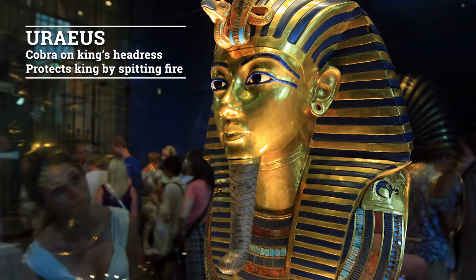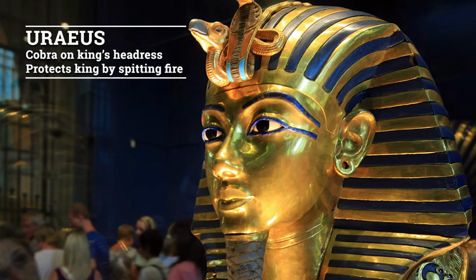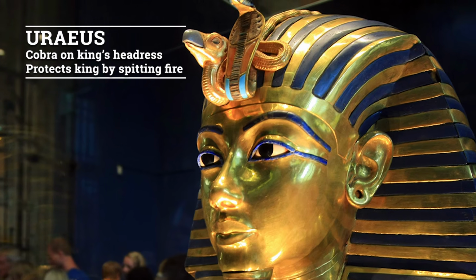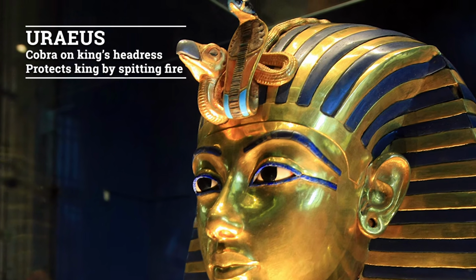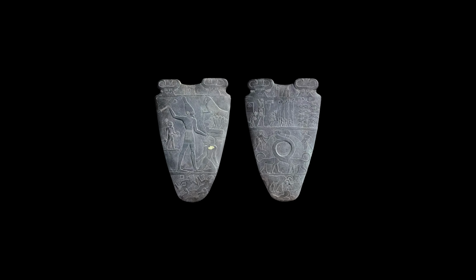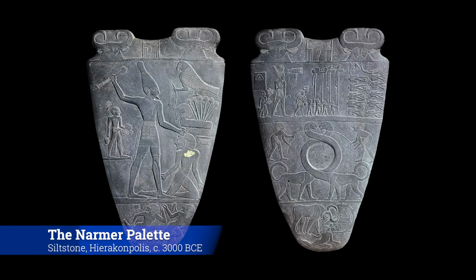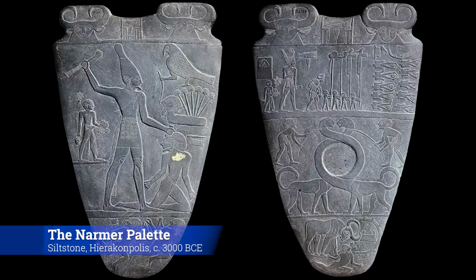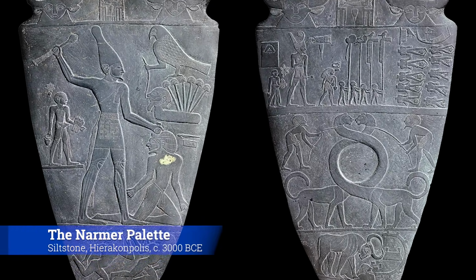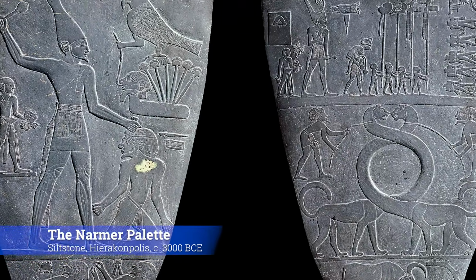And the uraeus, the rearing cobra often found on the king's headdress, was supposed to protect the king by spitting fire at his enemies. So when you see a king smiting an enemy, it's not always representing a historical fact, but rather it's showing his people that he holds power and he can use that power to protect his people and defeat his enemies.